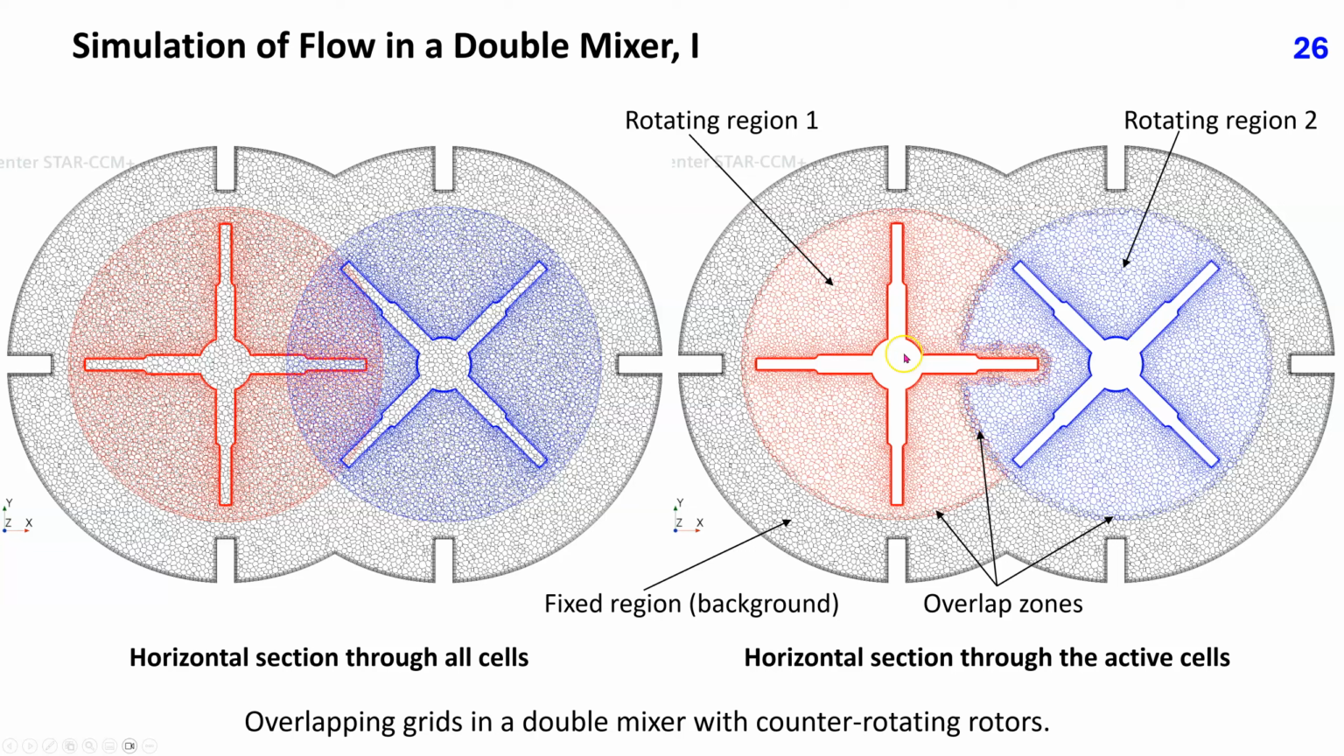The right figure shows a section through the active cells of the three grids in one time step during simulation. In the zone where three grids overlap, the priority is given to the blue grid, but it would be equally appropriate to favor the red grid.